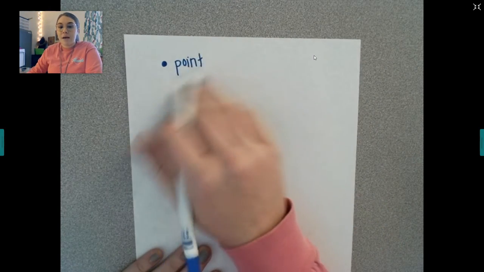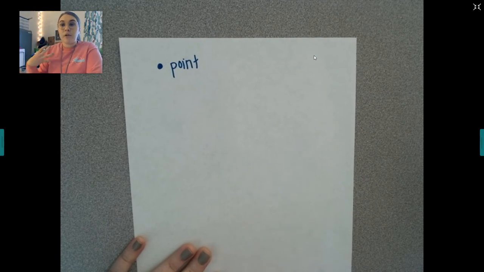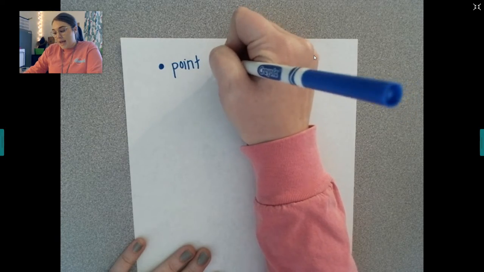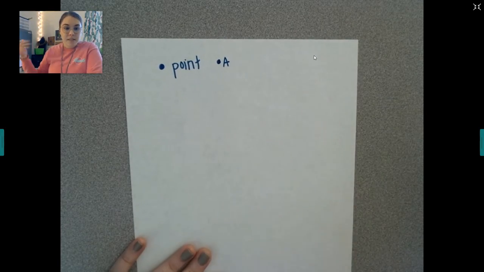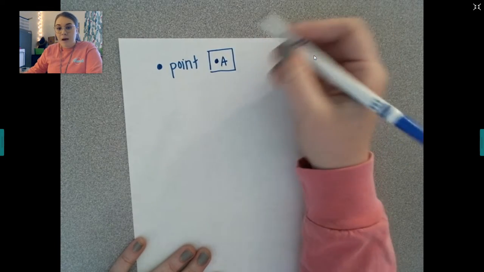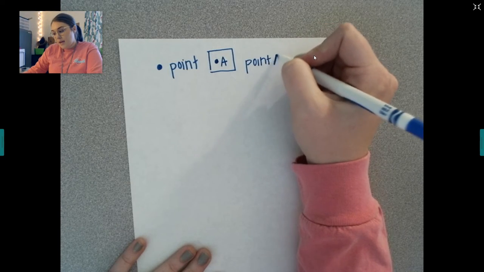A point is one little dot. And normally when I am going to represent a point, they would label it with a letter. A, B, C, D. So if I was to say, what is the name of this point? You would say it is point A.